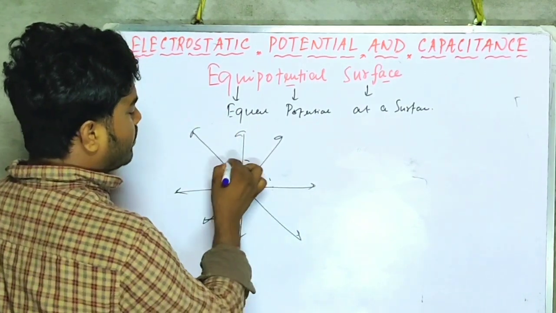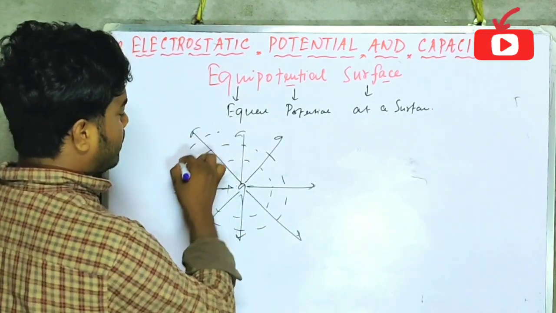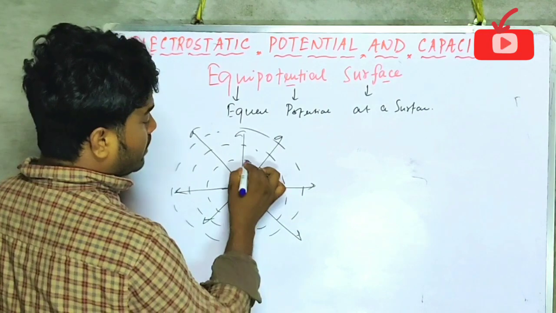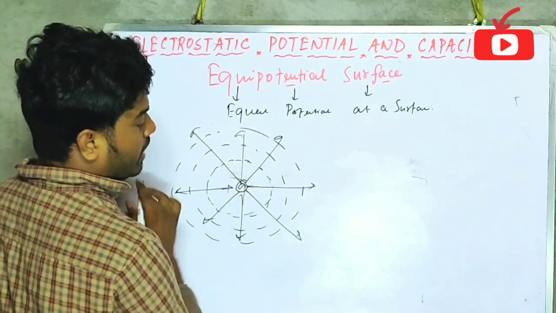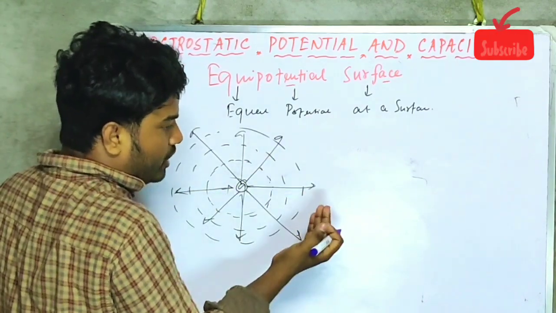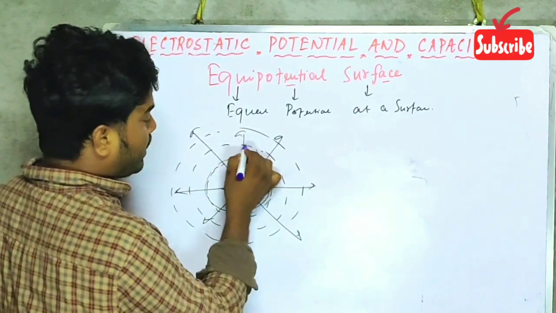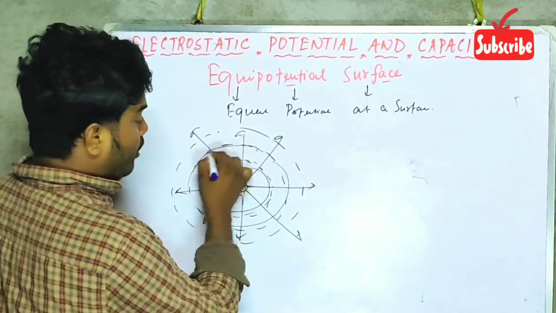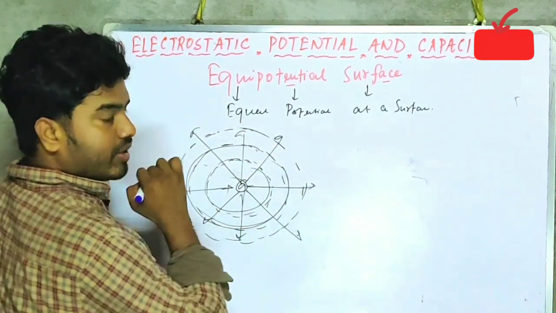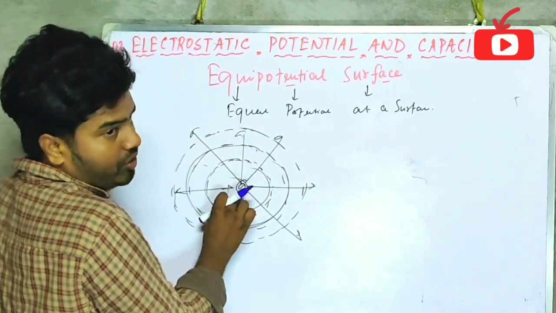And what is the equipotential surface here? This is an equipotential surface. This is also an equipotential surface. Clear? The equipotential surface closer to the charge has higher potential, because along the direction of the electric field the potential decreases. So this equipotential surface has higher potential than the second, and the second has higher potential than the third. So this is the diagram for equipotential surfaces of a positive point charge.